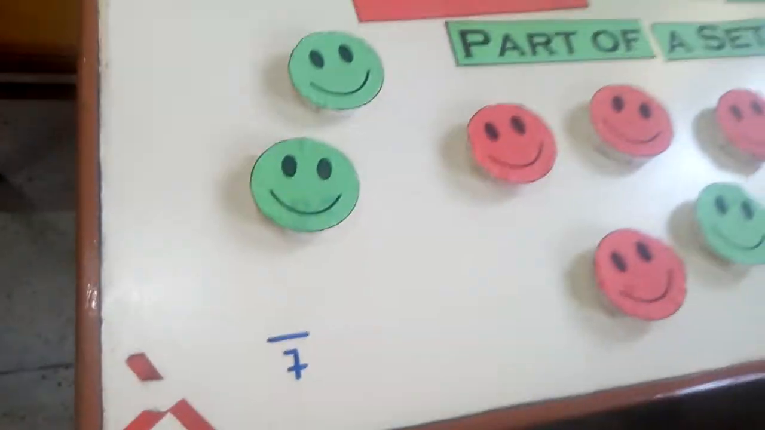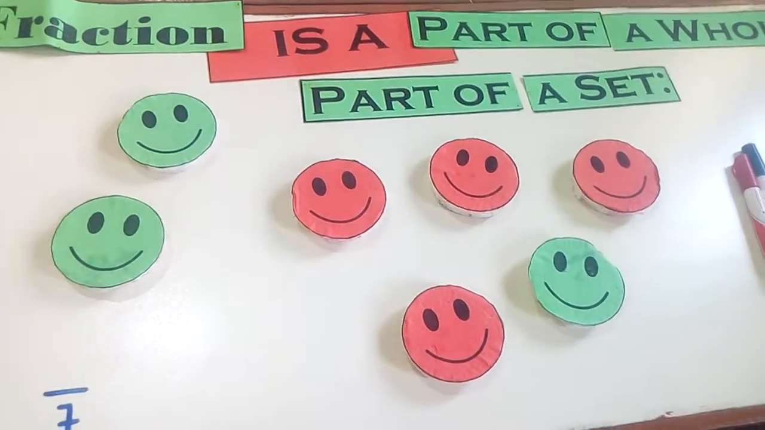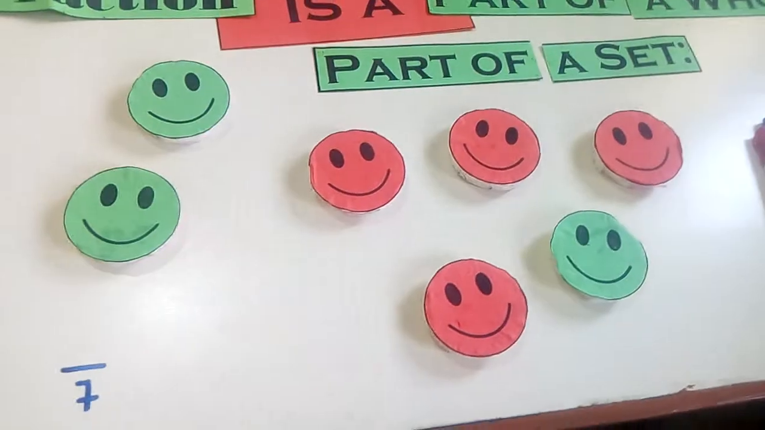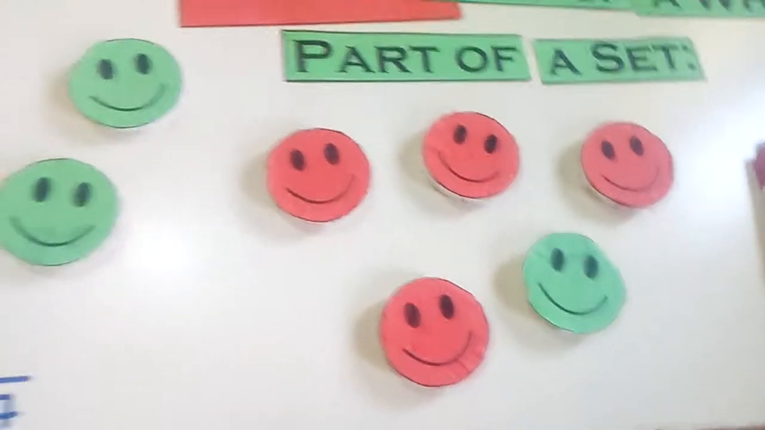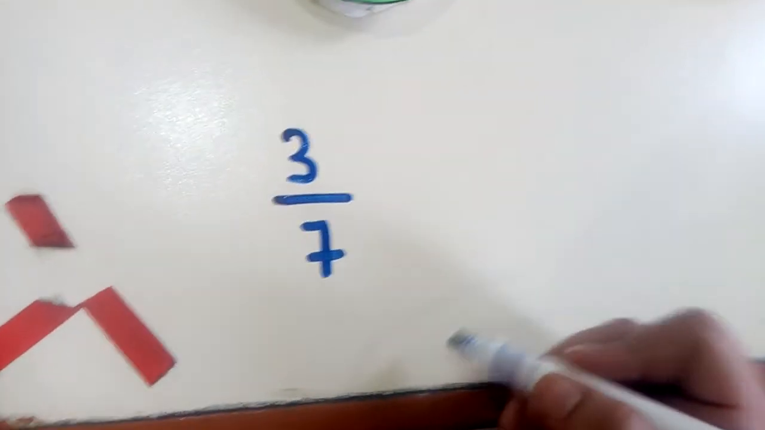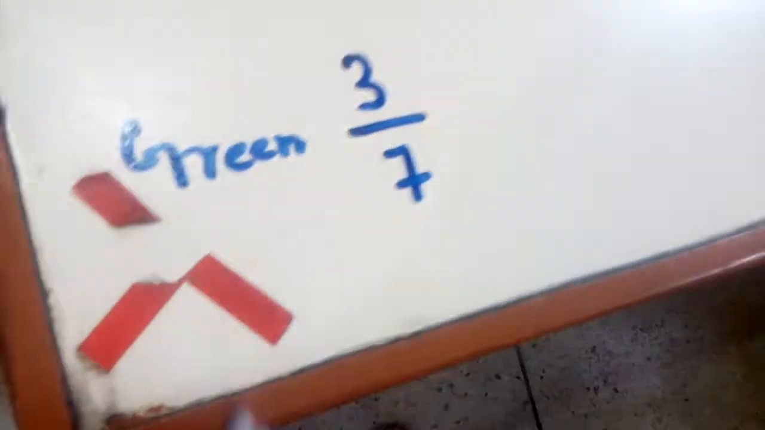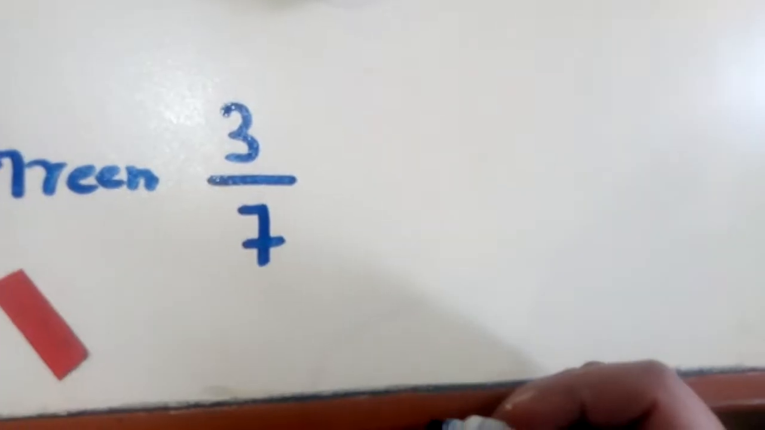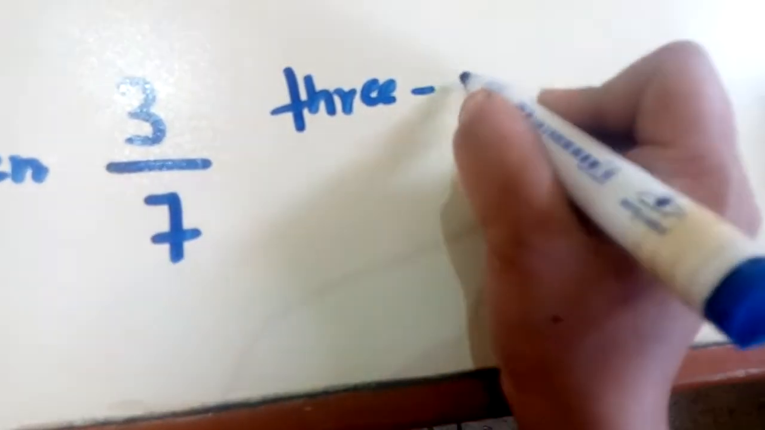Okay. Now if I am going to write down the fraction for the green color, for the green happy faces, how many green happy faces are there? 1, 2 and only 3. So the numerator will be 3 upon 7. This fraction is for the green color or green faces, you can see. 3 upon 7th can also be written as 3/7.